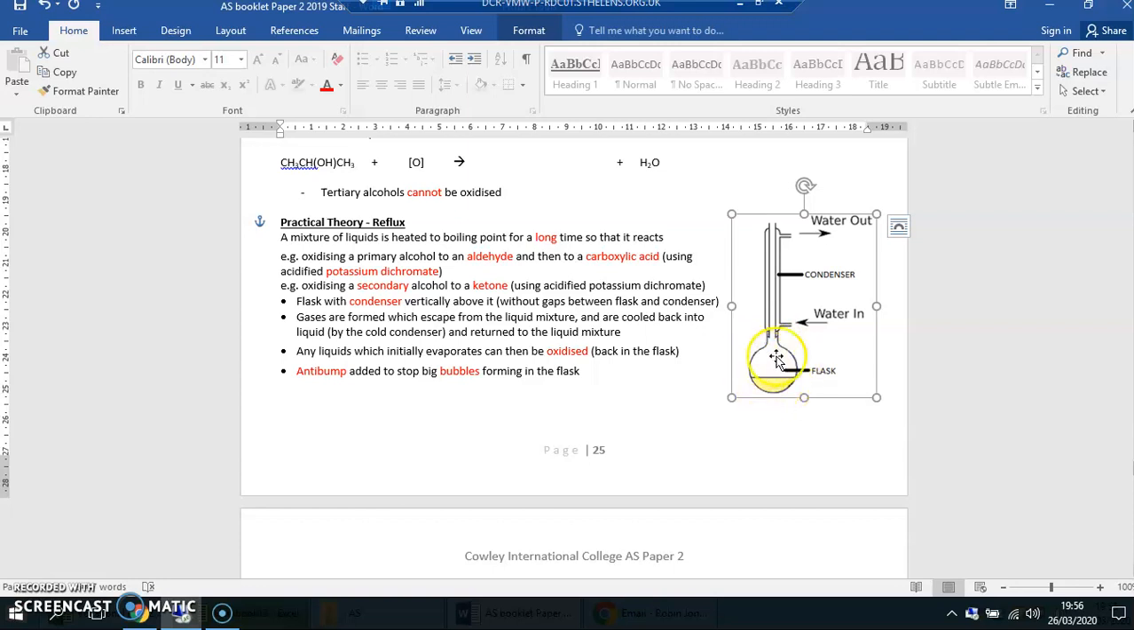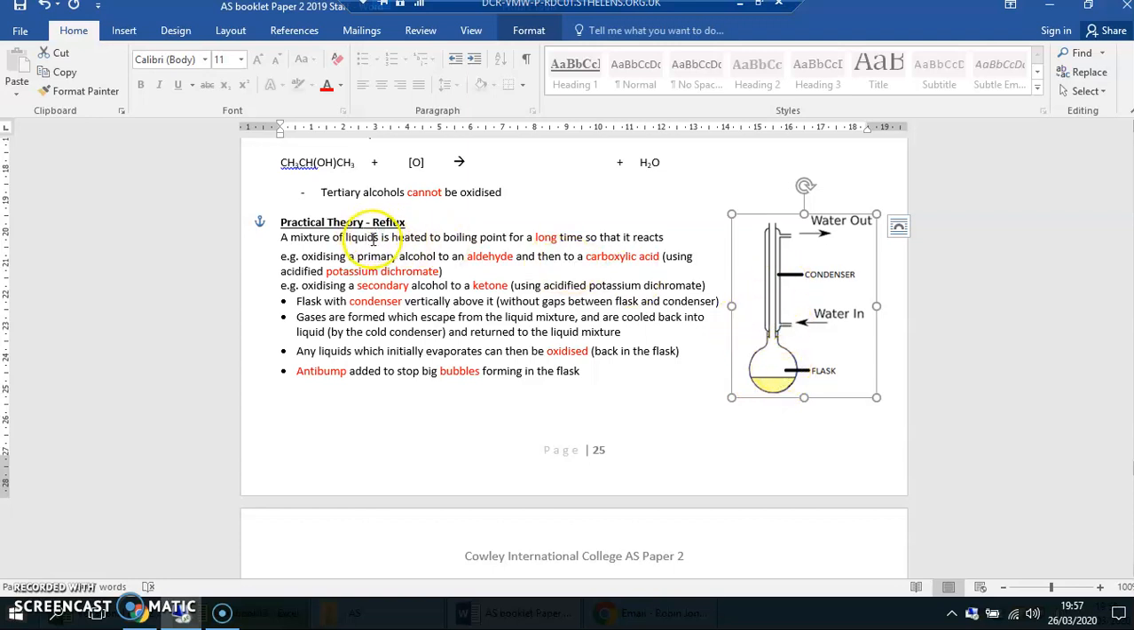It's a way of reacting this mixture for a long period of time without losing any of the mixture or gases. Some people say you could just put a bung on it and seal it, but the bung would pop off because when you heat up a mixture it expands, and the expanding mixture would increase the pressure and blow the cork or the bung off the flask. So it needs to be open to the air so that we can relieve some of the pressure, but we don't want to lose any of this mixture by evaporating it into the air because it would dry out. We want to keep this and carry on reacting it, and that's what the condenser is for.